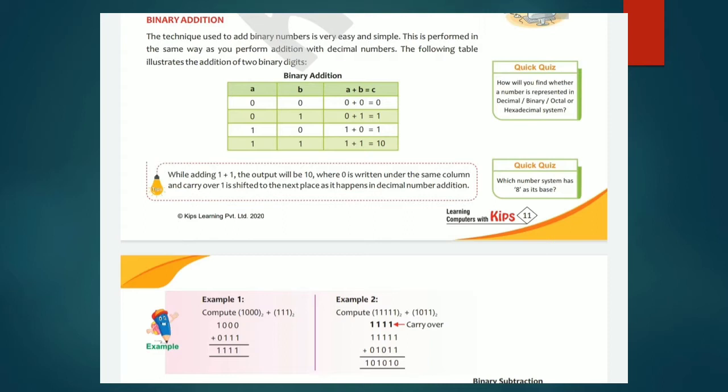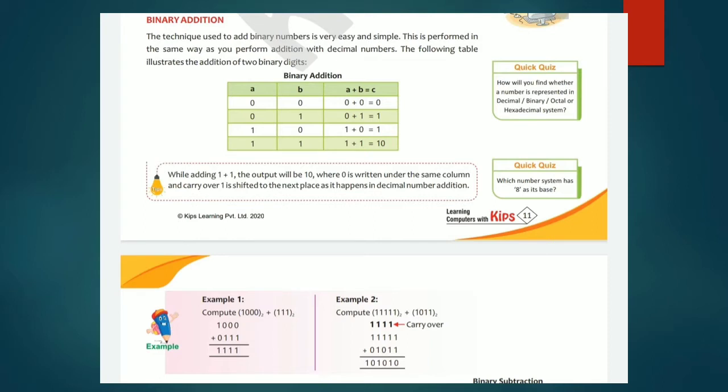Here is another example of binary addition: 10000111. 0 plus 1 is 1, 0 plus 1 is 1, 0 plus 1 is 1, and 1 plus 0 is 1. But here the fourth case does not occur. In the second example, the fourth case is also there. See, 11111 and 01011 addition. 1 plus 1 is 0, but carry is 1.